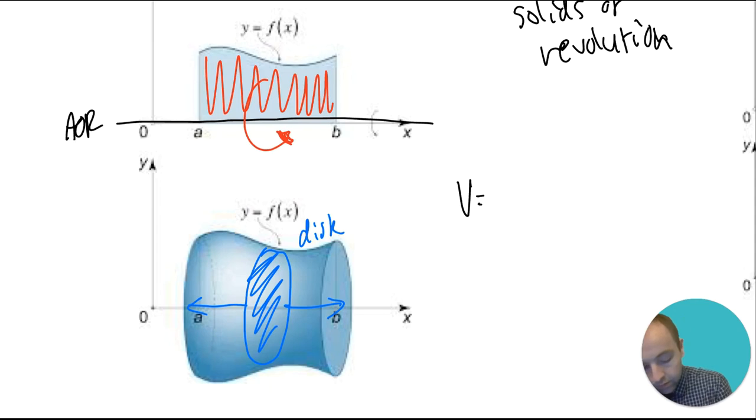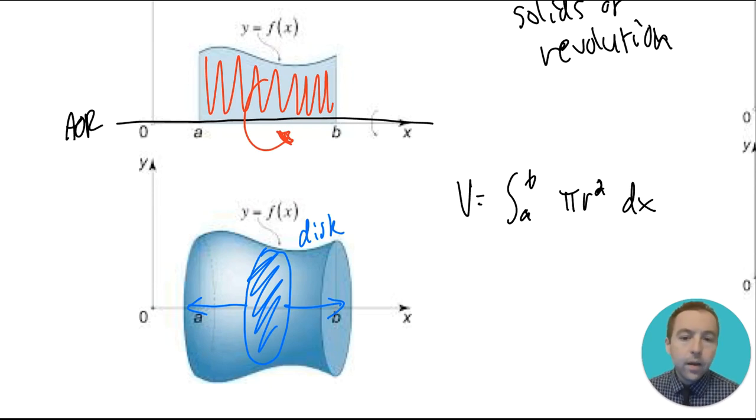So the volume is just going to be the integral from a to b of the area of the cross sections. Now the cross sections are circles, so it'd just be pi r squared, because that's the area of a circle. And then we do so with respect to x, because that is the axis that a and b are on, right? So you'll have to figure out something for r that is in terms of x.